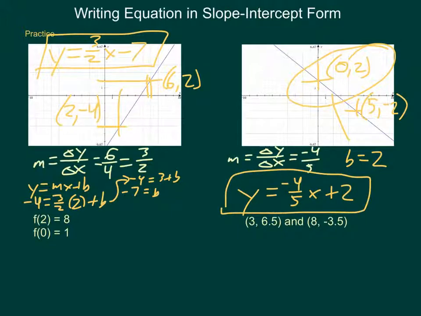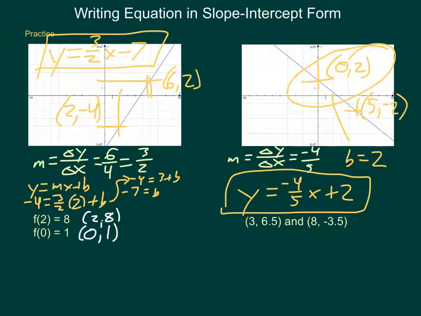Now what if we don't have a graph? What if we just have the points? Well, written in function notation here, I see f of 2 equals 8. Recalling function notation, that is the coordinate (2, 8). And then I have f of 0 equals 1, so that's the coordinate (0, 1). I can use this same way I did from a graph.